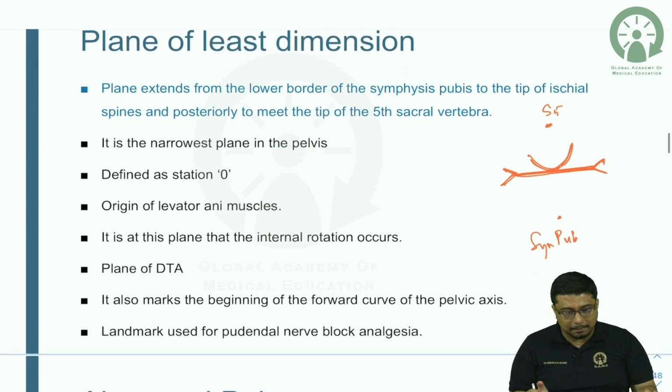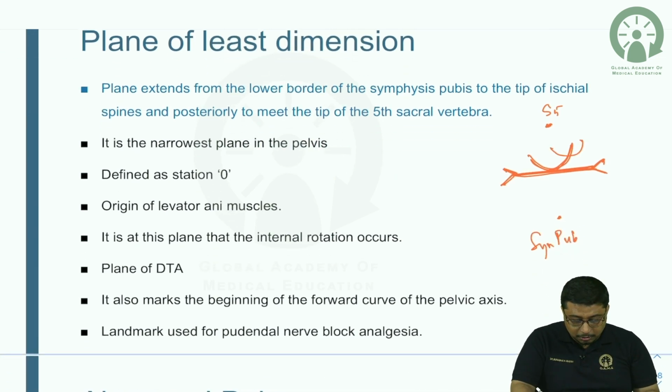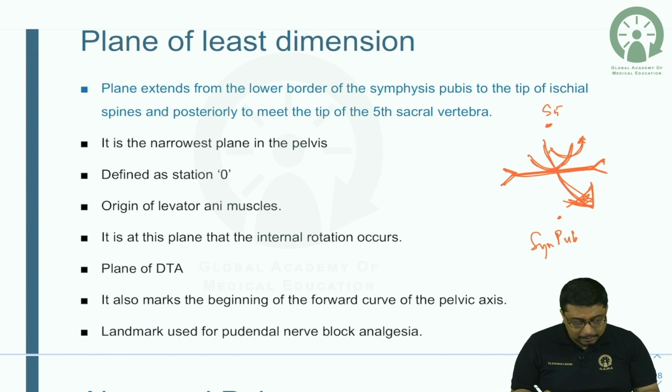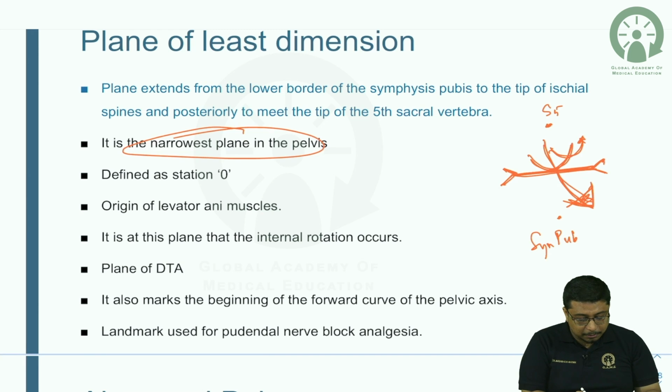So this is the position where rotation of the head happens, where internal rotation of the head happens, right? And once there is internal rotation, the baby can move forward direction. From downward direction, baby moves the forward direction. So this is the forward direction of the birth canal, starts from this point, right? So this is of course the narrowest plane of the pelvis.